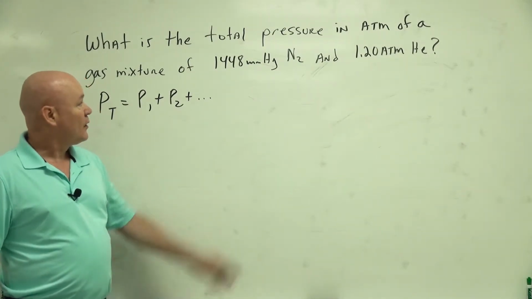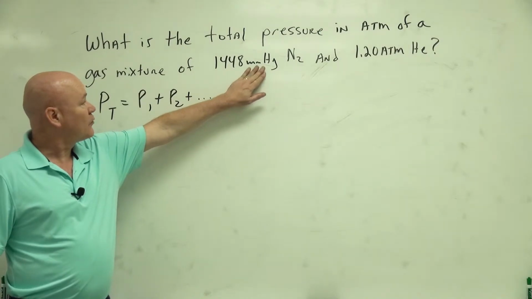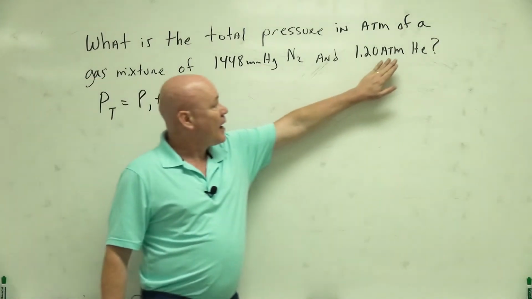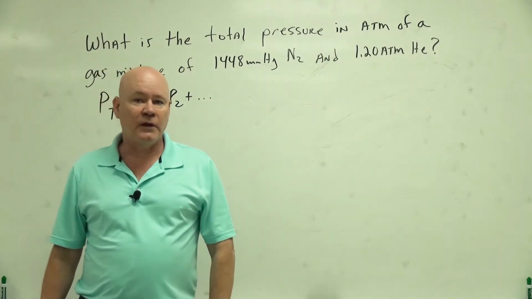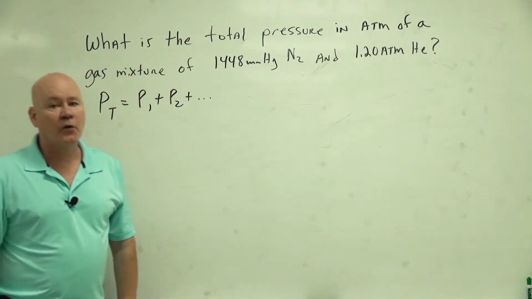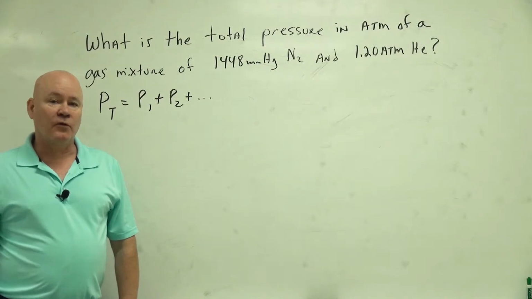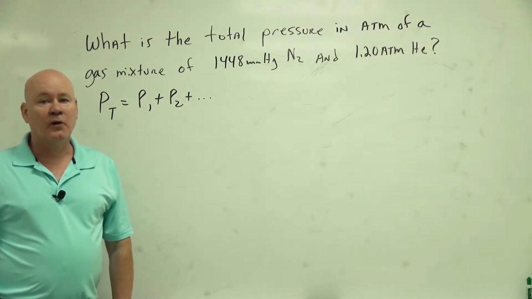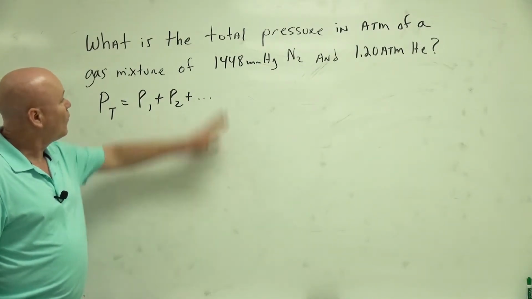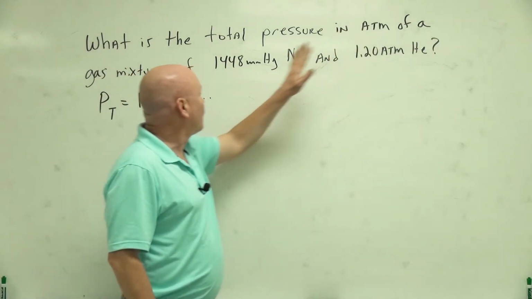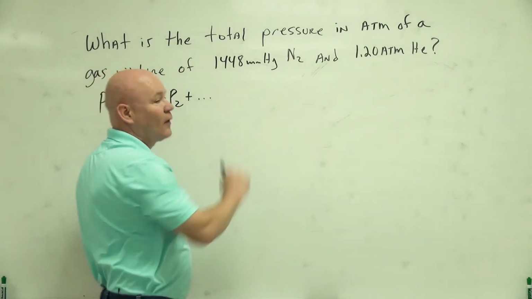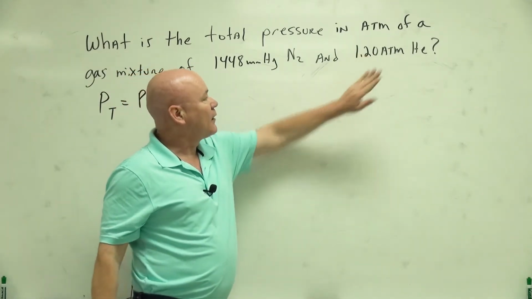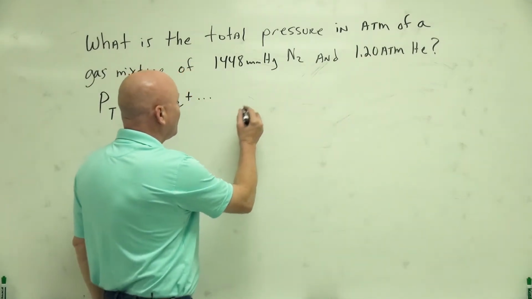Now we have to be careful. I notice that the pressure for nitrogen is in millimeters mercury, and it's in atmospheres for helium. We can't just add together millimeters mercury and atmospheres. We have to convert one to the other, and what we want is the total pressure in atmospheres. So I believe we're going to have to convert this millimeters mercury into atmospheres before we can add it to the atmospheres over here. So let's do that.